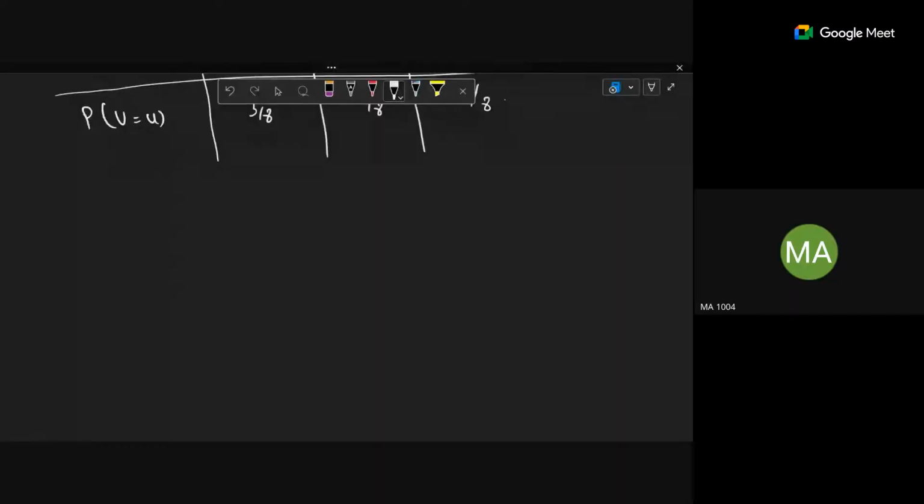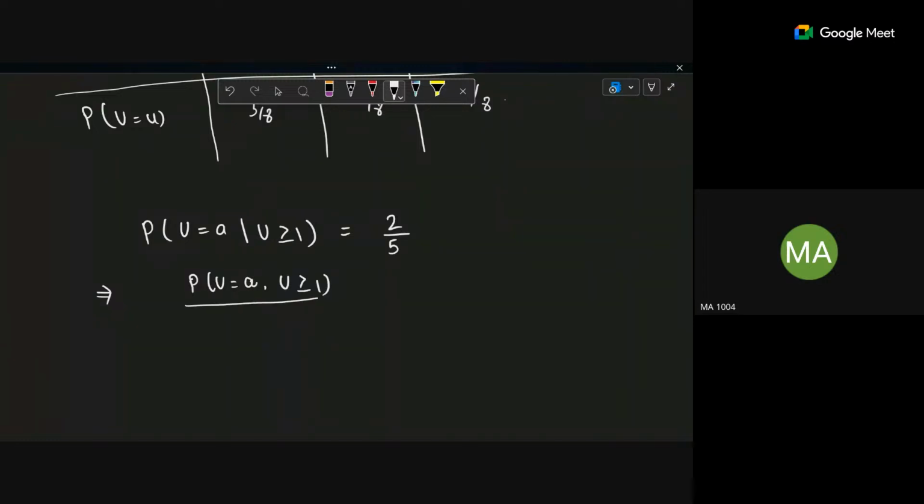Let's do it. The probability that U is equal to a, given that U is greater than or equal to 1, is equal to 2 by 5. So just write it. It's a conditional probability, right? Probability that U is equal to a and U is greater or equal to 1, divided by the probability that U is greater or equal to 1.